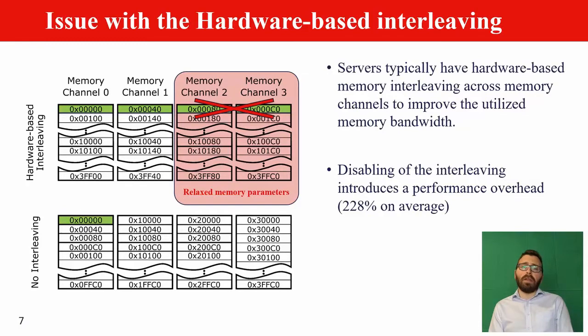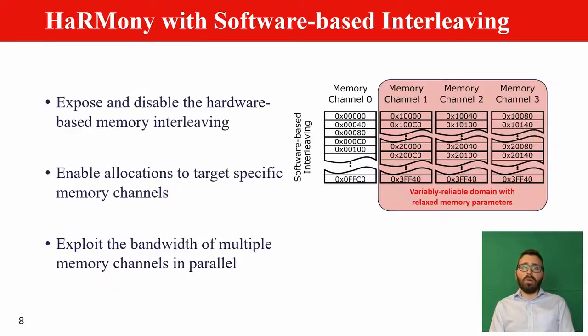However, disabling of the interleaving results in not utilizing efficiently the bandwidth of all the memory channels. We have done experiments showing that the performance overhead can reach up to 228%. In order to face the first challenge, we expose the configuration of the hardware-based interleaving at boot time and disable it for allowing allocation in a single memory channel. Allocations that require data to be stored reliably can target memory controllers that are operating under nominal parameters.